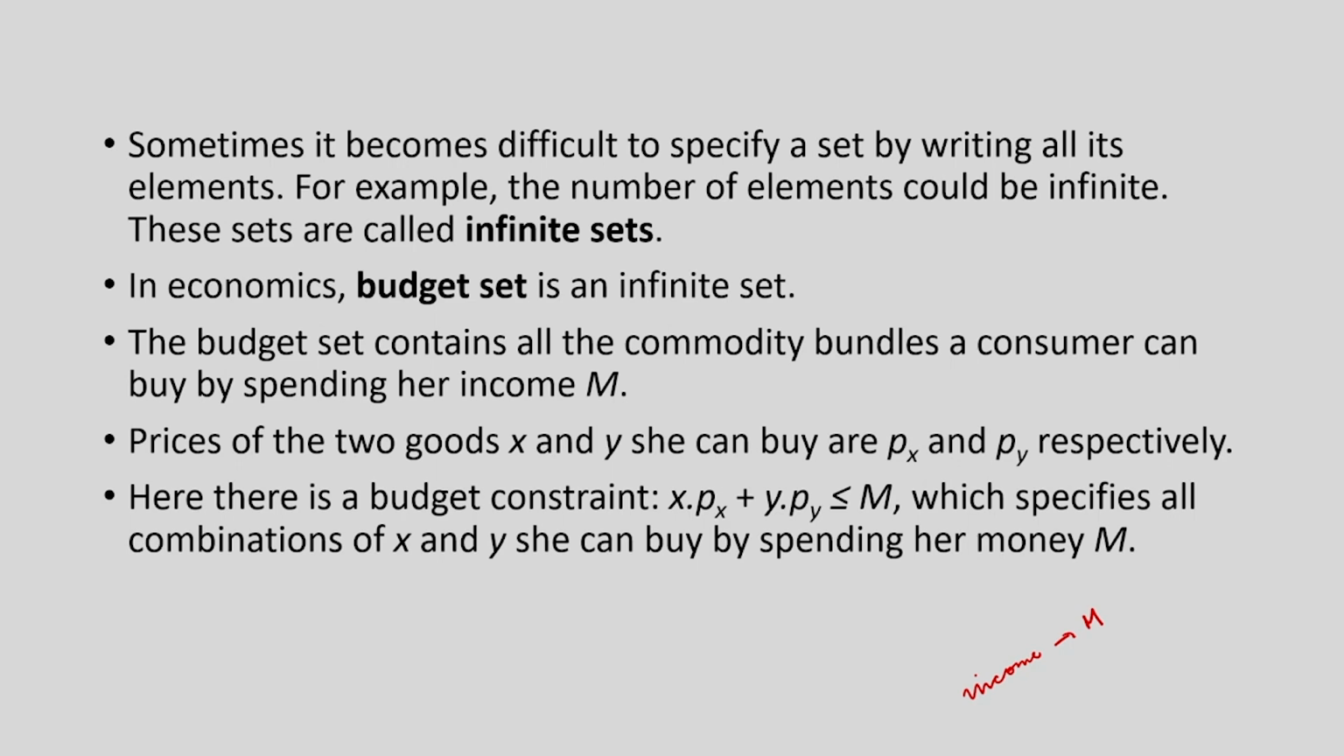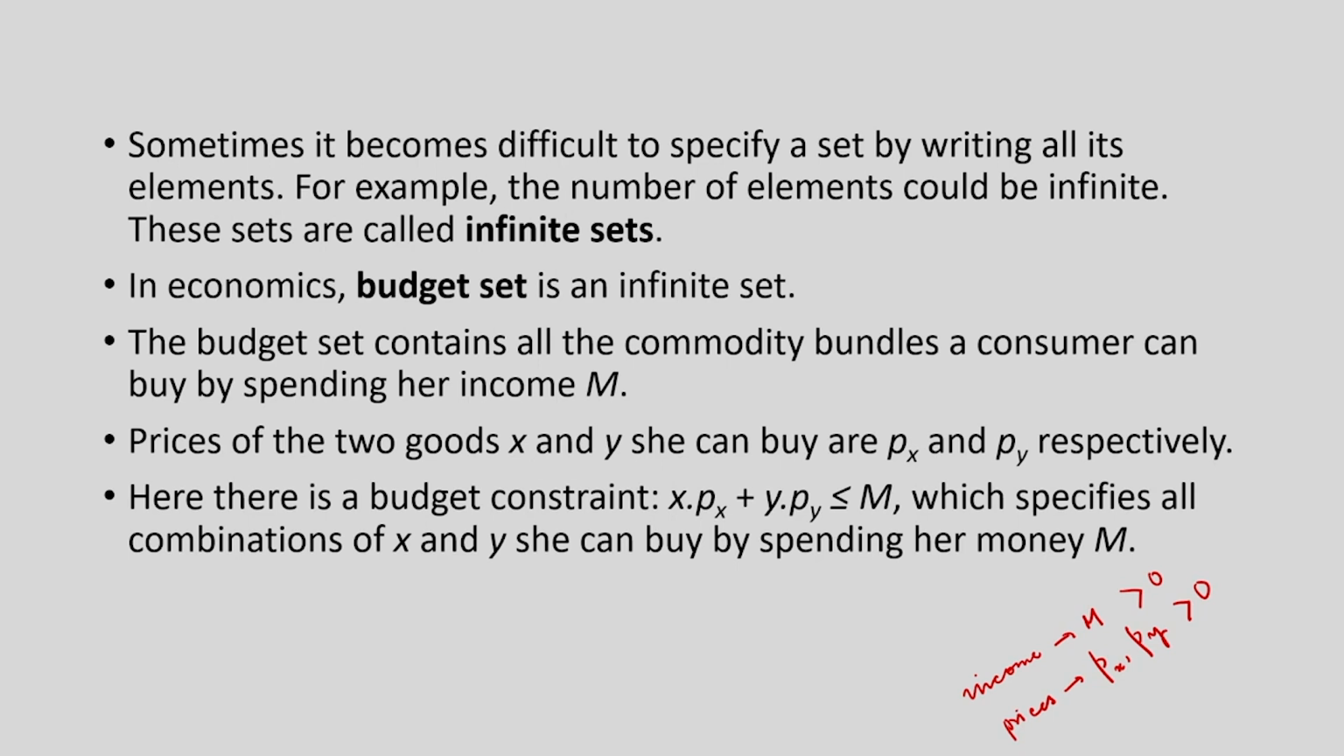and prices of the two goods that she can buy are given by Px and Py. So, prices are given by these two quantities, and we are implicitly assuming that all these are positive, because prices cannot be negative, we have seen that, and it can be 0 in very exceptional cases, but generally we can assume that the prices are positive.